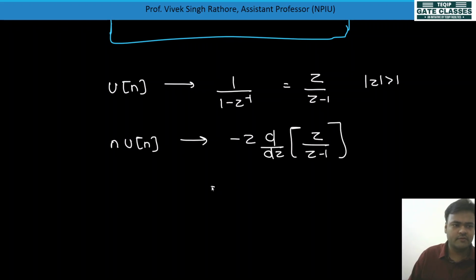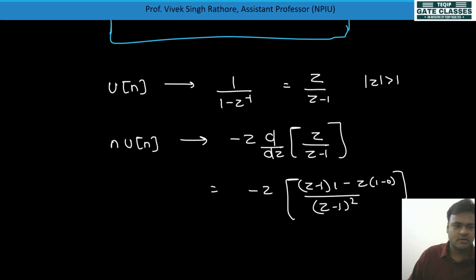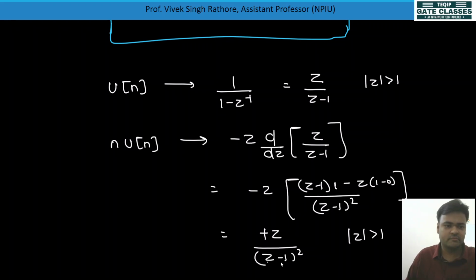So obviously we'll get minus z will be there, and here first function, second function, so square will come here, z minus 1 into 1 minus z into 1 minus 0. So here we'll get minus z and z is cancelled, minus 1 is there, minus of minus plus, so z by z minus 1 whole square will be there, and mod z is greater than 1 still, because here the value is z minus 1.